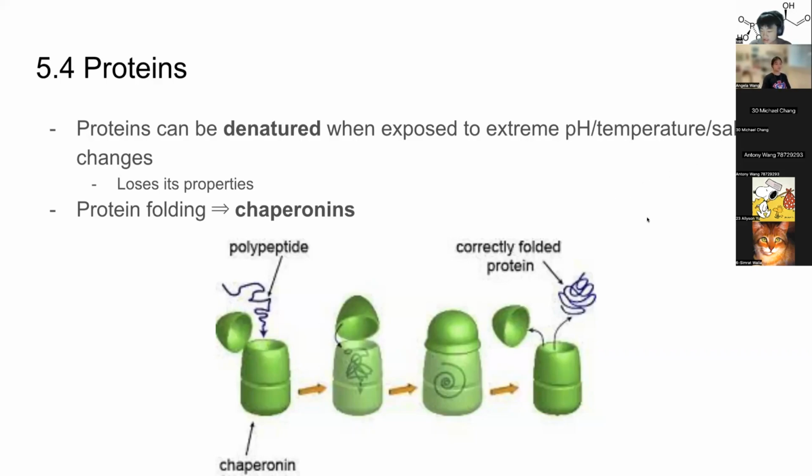Actually, there's a question. Is protein folding bad? No, it's good. It helps your proteins. It's normal. I wouldn't say it's bad. It's just what happens.